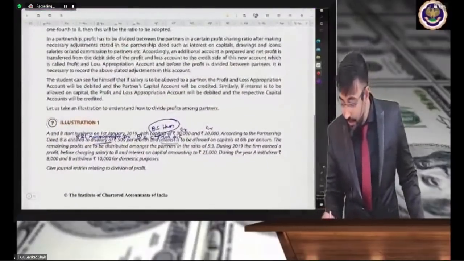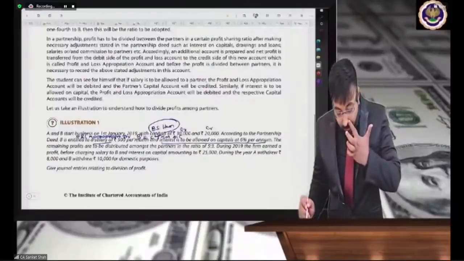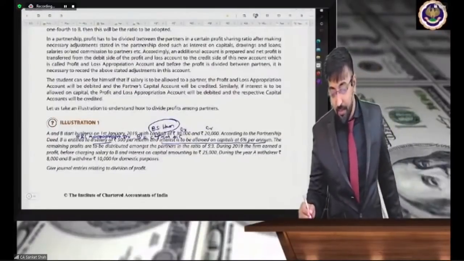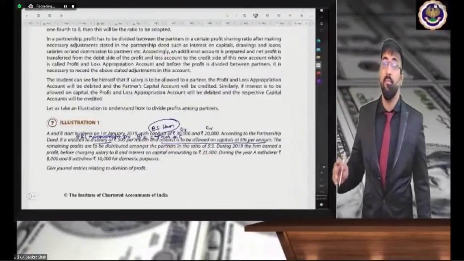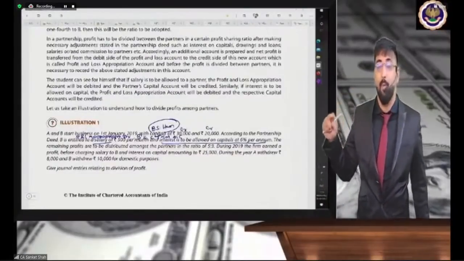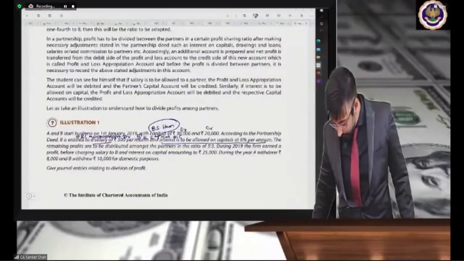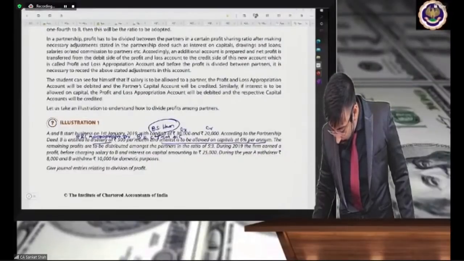After that, second entry is interest on capital that we are going to calculate. Interest is to be allowed at 6% per annum. So what is the entry? Interest will be transferred to P&L appropriation. So you have to understand the ultimate effects.